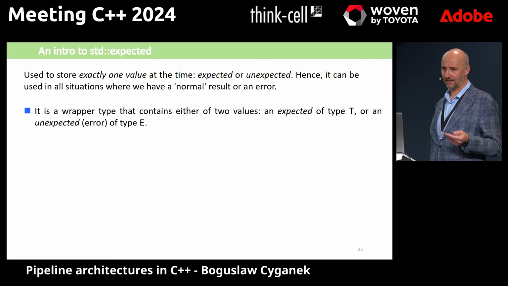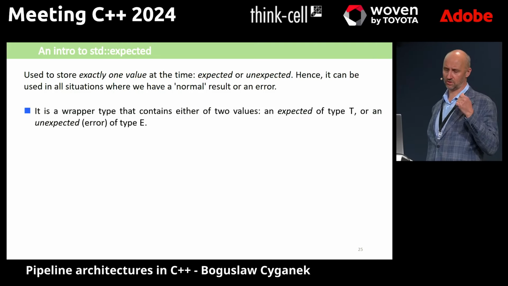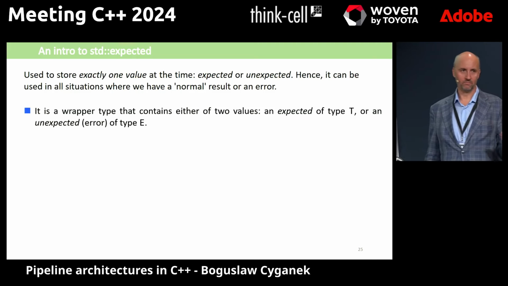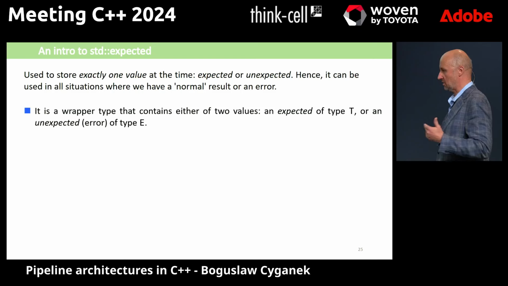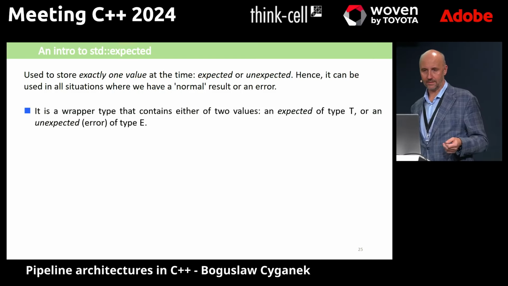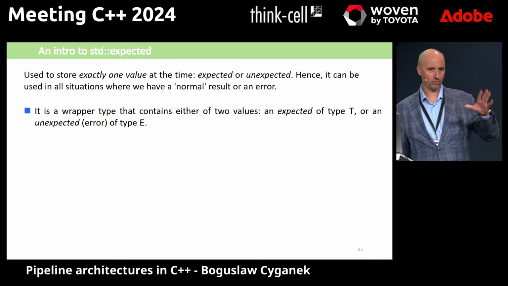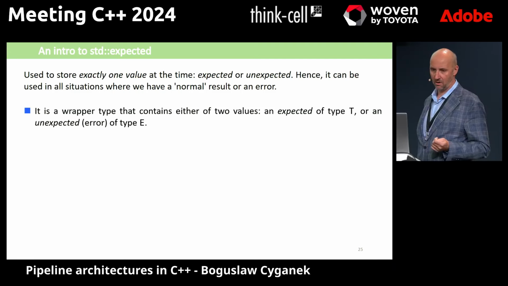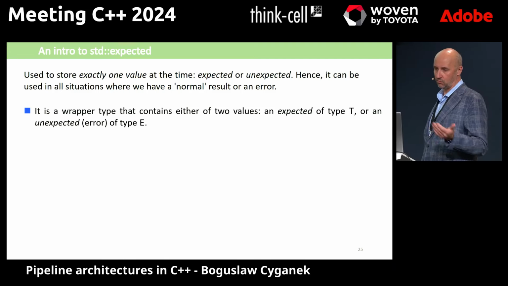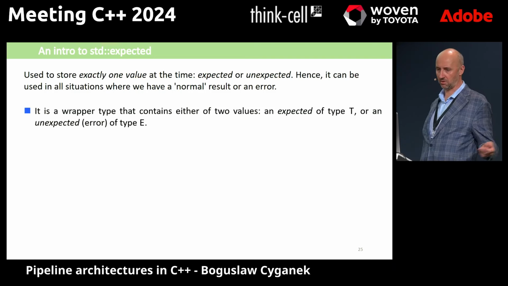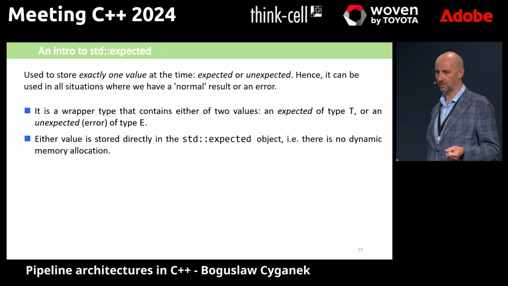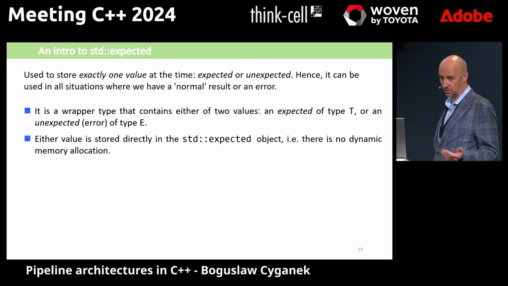So exactly, this is an object which contains one of two objects, a value or an error. So expected or unexpected. Neither but, it is either one or the other. So it can convey this notion of a normal object, normal flow, or some erroneous situation. It is a wrapper type that contains, let's say, expected of type T or error of type E. It is stored directly. There is no dynamic memory allocation, which is usually good.